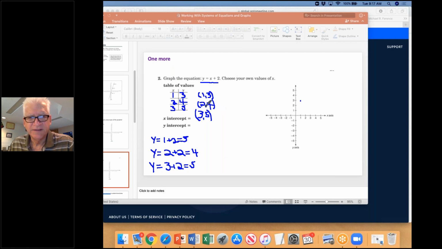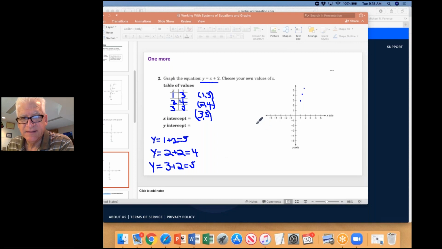That's completely okay. So my second point is 2, 4. Same thing, I'll come over to the graph. For the x value, I'll go over 2. And for the y value, I'll go up 4. See how I did that? Yes. Okay, and then for my third point, it's 3, 5. I'll go over 3 and up 5, which is right there.